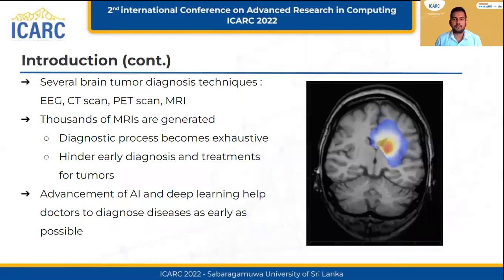With the huge advancement of AI and deep learning in the field of medical imaging, image processing techniques such as image vision, classification, and segmentation help doctors to diagnose diseases as early as possible compared to manual inspections.